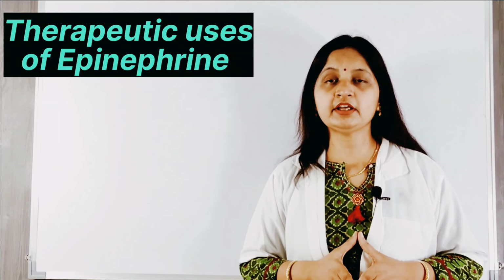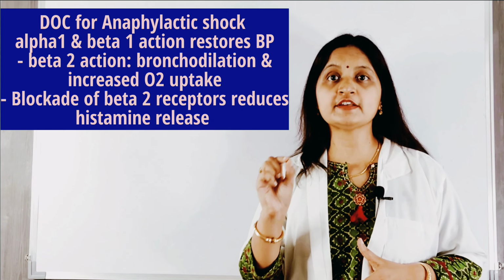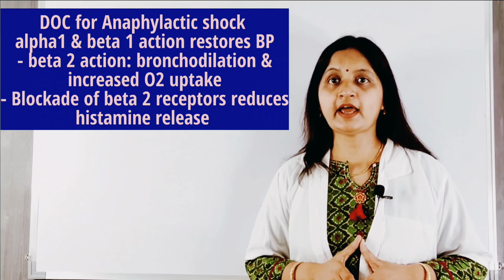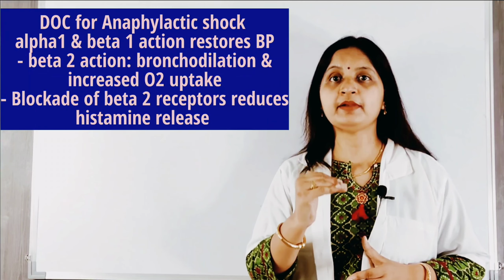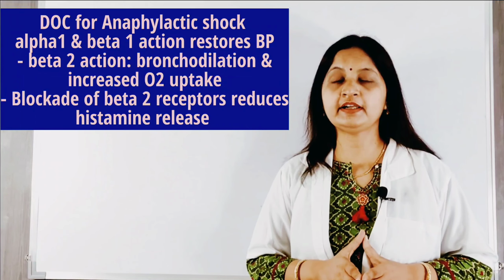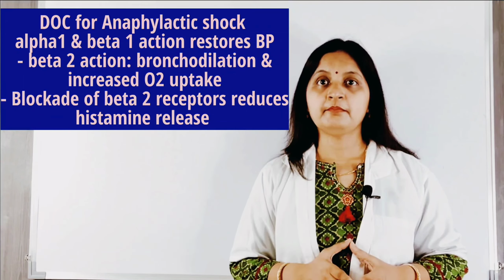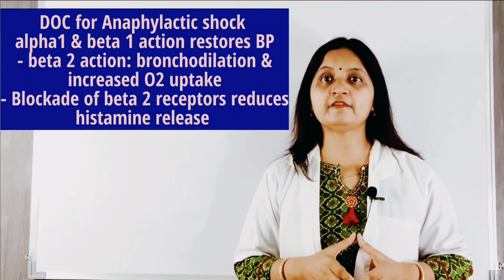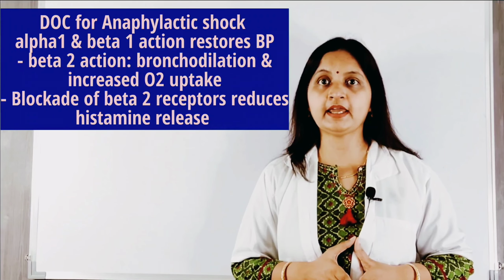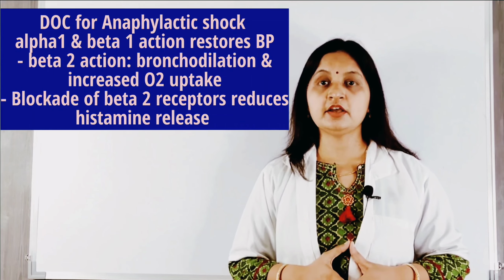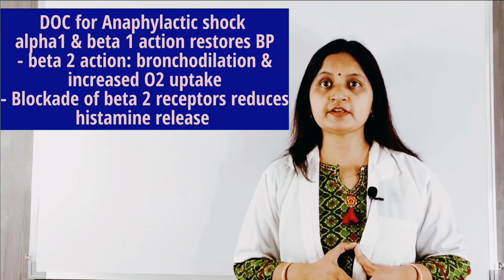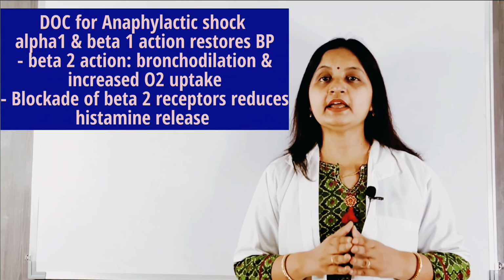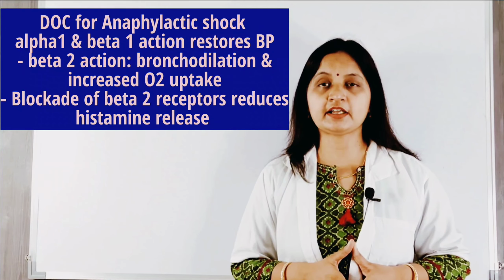With respect to the therapeutic uses, epinephrine is the drug of choice for the management of anaphylactic shock. By acting on alpha-1 and beta-1 receptors, it restores the blood pressure and increases the heart rate and helps to maintain the vitals. By stimulating the beta-2 receptors of the bronchial smooth muscles, it increases the diameter of the airways, increasing oxygen uptake and relieving respiratory distress. Also, by stimulating the beta-2 receptors of the mast cells, epinephrine decreases the release of histamine and is useful in the treatment of anaphylactic shock.